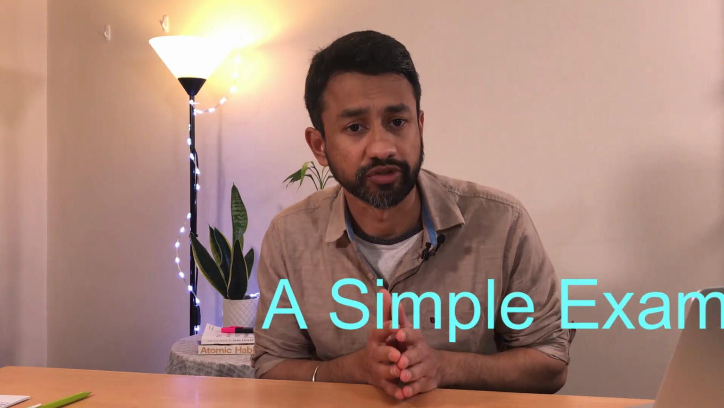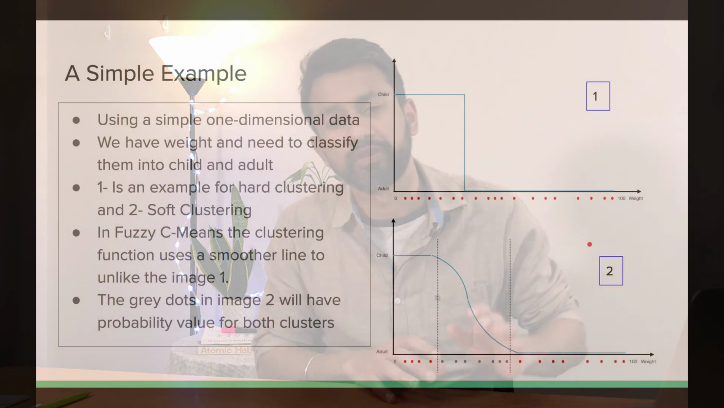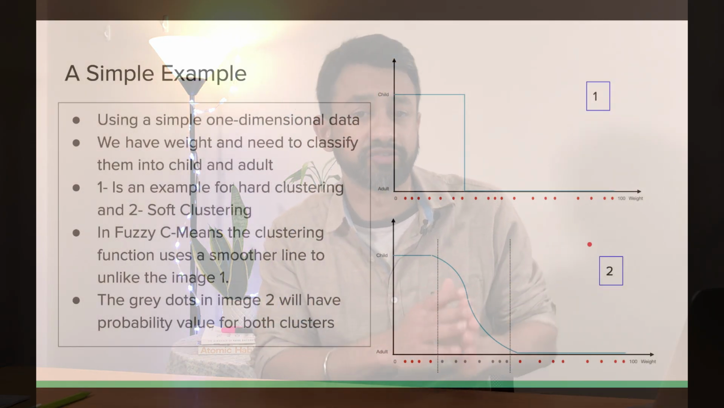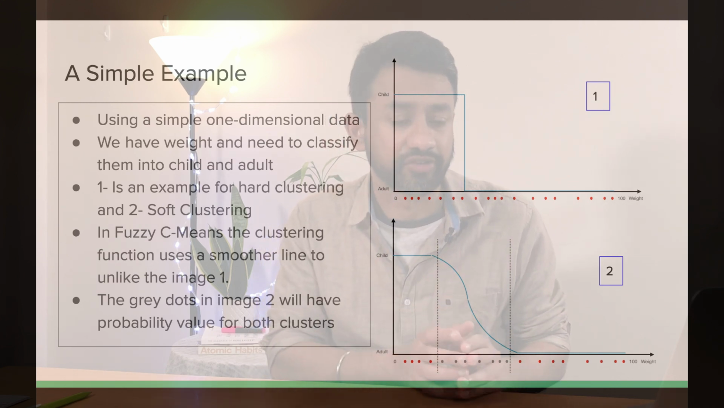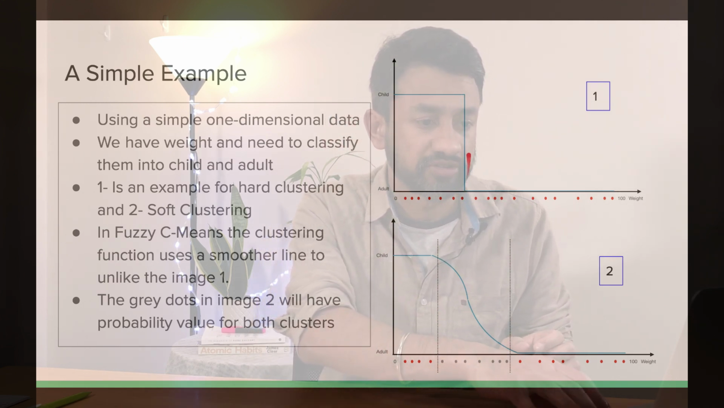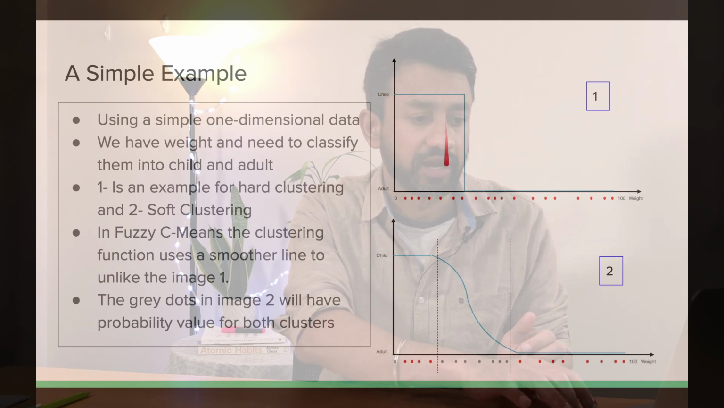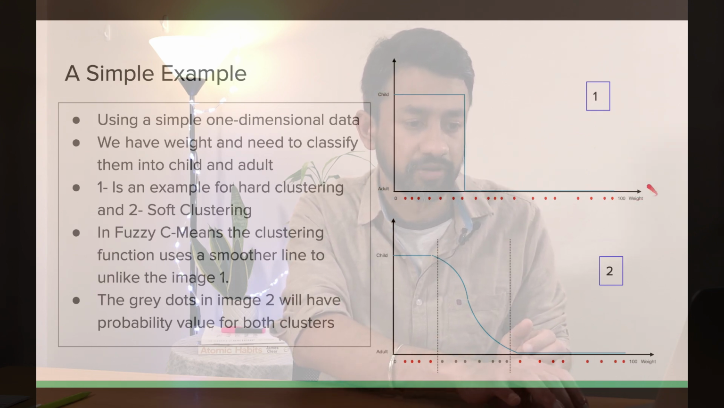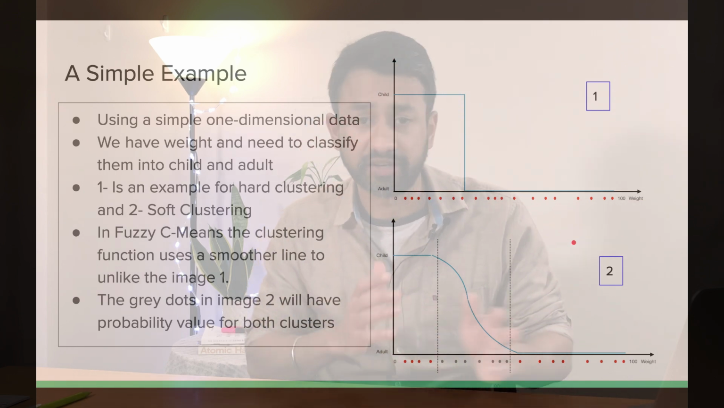The next one is a simple example to show how the fuzzy c-means algorithm works. To explain it, we will take simple one-dimensional data. Let's say we have the weight of a few people, and depending upon their weight, we want to classify them into child and adult. As you see on my screen, there are two different scenarios, 1 and 2. One is where we use hard clustering to solve the problem. In hard clustering, all the data points until here are classified as child, and any data point after this point is classified as an adult. There is nothing in between.